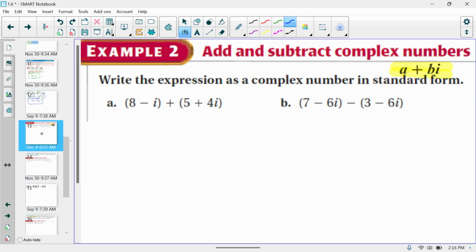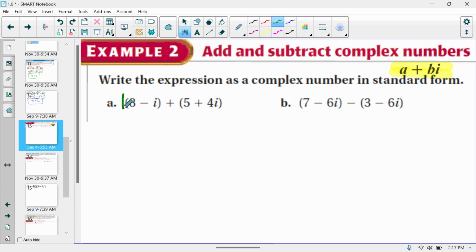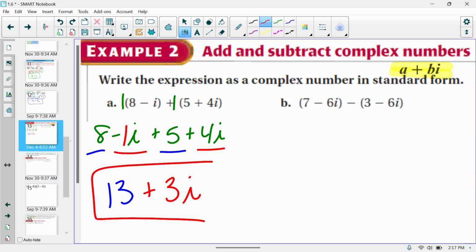I'm going to give you a minute to practice one addition problem and one subtraction problem on your own, just to see if you're understanding what we did in the last example together. So again, with addition, because this is just like 1 times 8 and negative 1i, and then 1 times 5 and 1 times 4i, basically you can just drop the parentheses and then combine the real parts. 8 plus 5 is 13, and then combine the imaginary parts. Negative 1 plus 4 is positive 3. So 13 plus 3i would be our answer for that.